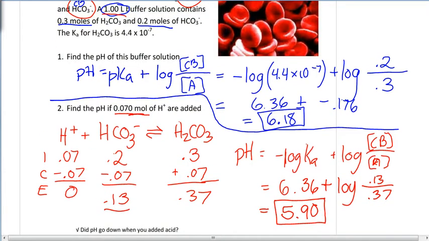Okay, so let's check and see if that makes sense. Did the pH go down slightly when we added acid? Because acid should make the pH drop a little bit. And that's exactly what we saw. The pH didn't change dramatically, but it did decrease a tiny bit.